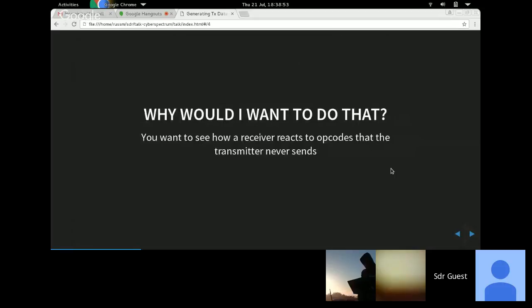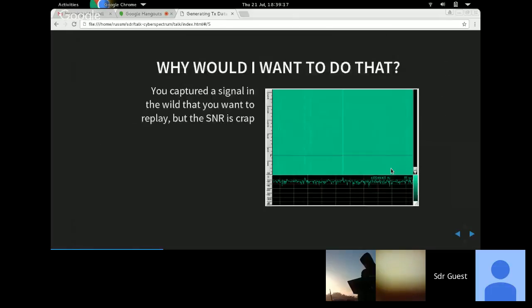So why might you actually want to do this? Perhaps you've got a device where the official transmitter has a couple of different opcodes that it uses, but there's unused space in the opcode range, and you go, well, what's the receiver going to do? It receives something that's not documented. Debug mode, crash, who knows? Well, you might want to find out.